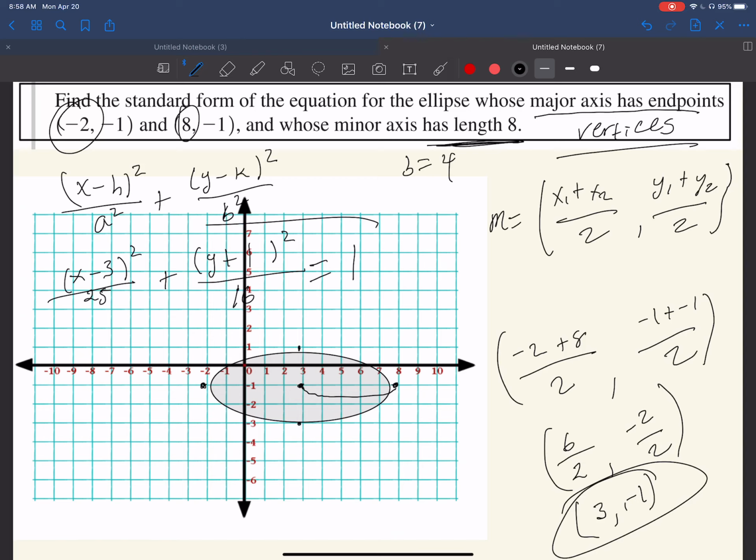And then remember, it's always equals 1. So that will be the equation that we're looking for. x minus 3 squared over 25 plus y plus 1 squared over 16 equals 1. So this will be it. Make sure you practice some other problems.